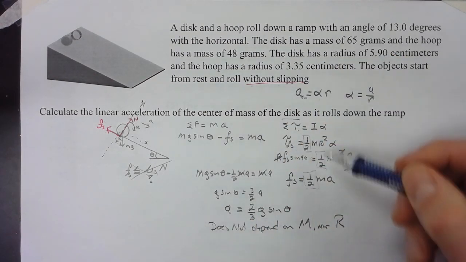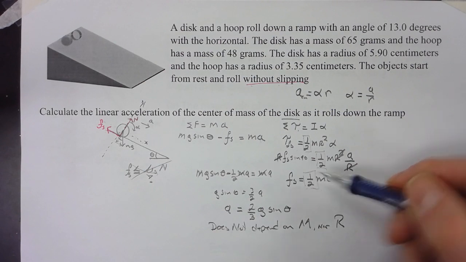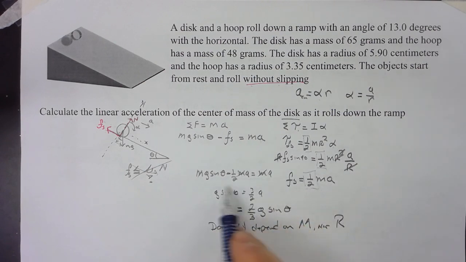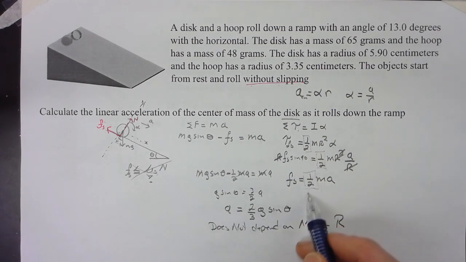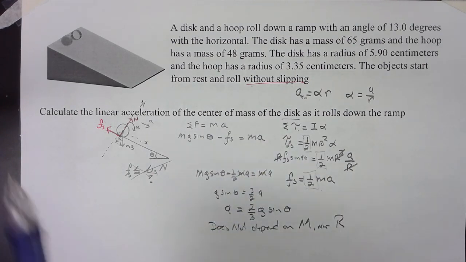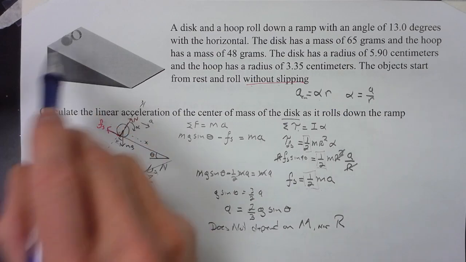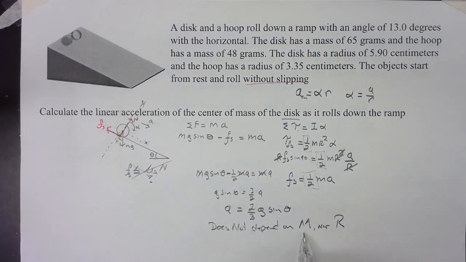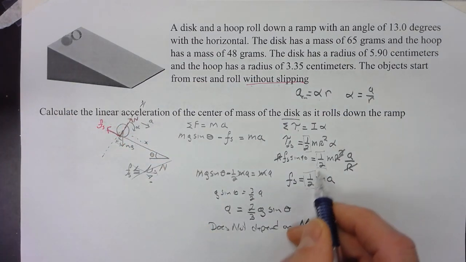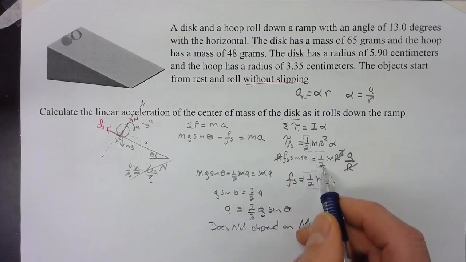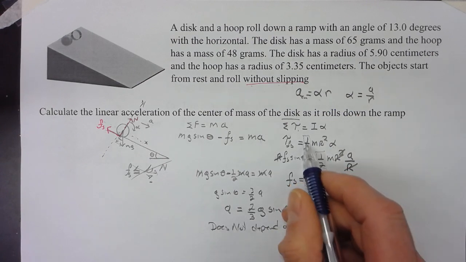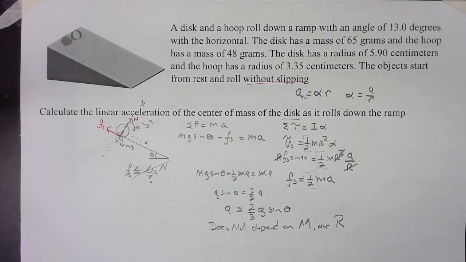If it was a hoop, it would be a 1 in there. And when we put the 1 in there, we'd find that the acceleration is less. It would be half g sine theta. If it was a sphere, we'd put a 2/5 in there, solid sphere, and we'd get a different acceleration due to that. So different objects rolling down ramps roll differently, not due to their mass or their radius, but due to the distribution of mass that results in this certain fraction in front of its inertia equation.